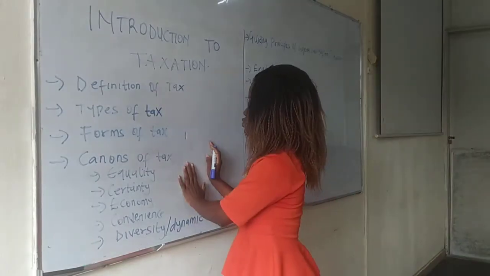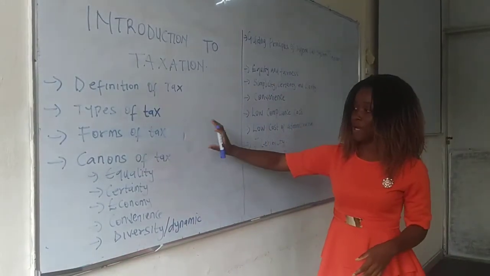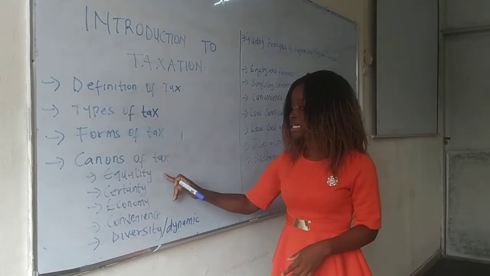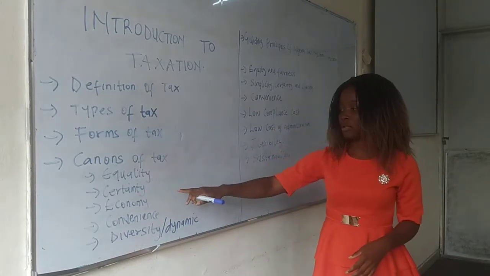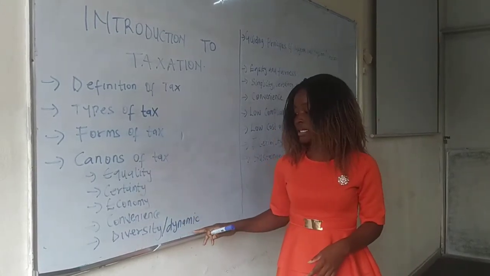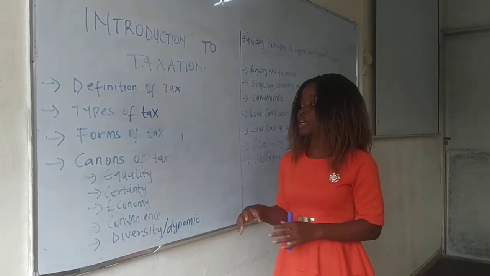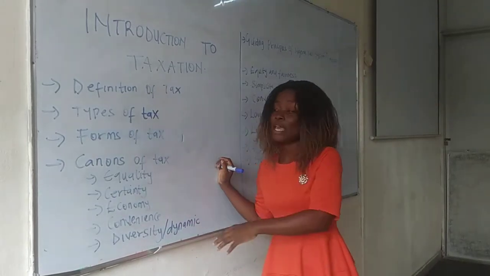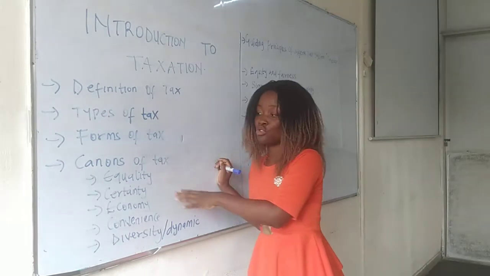Then we move over to canons of tax. We have equality, certainty, economy, convenience, diversity, or dynamic. So equality means that what? A tax system should be equal.